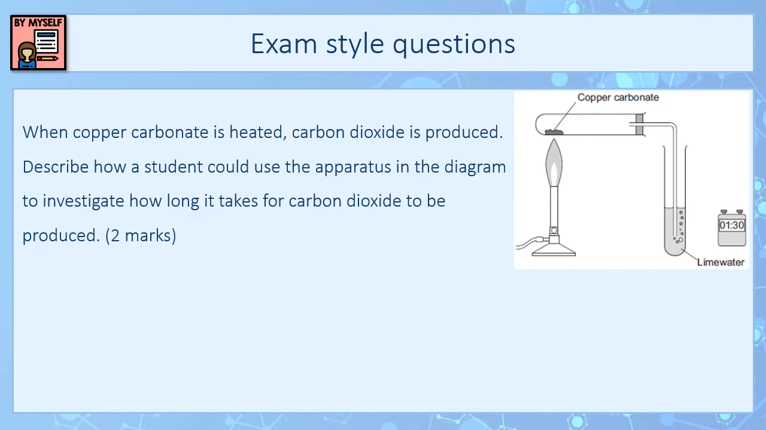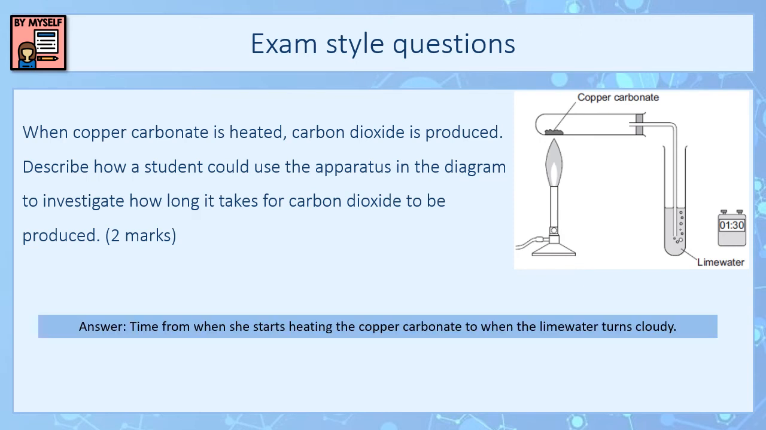Okay, so this question asked you for a little bit more detail than just the test for carbon dioxide. So they've asked you to describe how they could use the apparatus to investigate how long it takes for carbon dioxide to be produced. So we'll need the test, but we'll also need some sort of indication of time taken. So the answer to this question is that the student should time from when she starts heating to when the lime water turns cloudy.